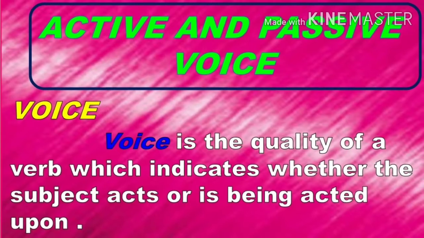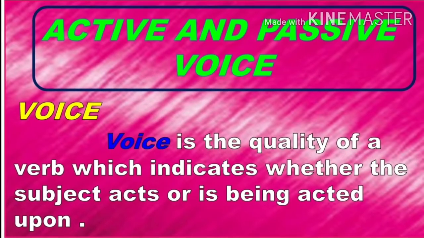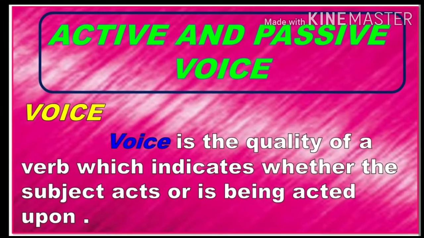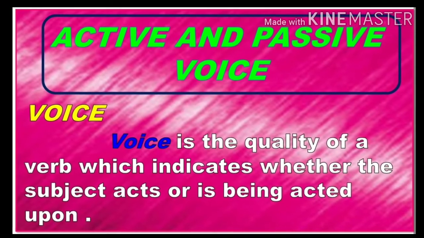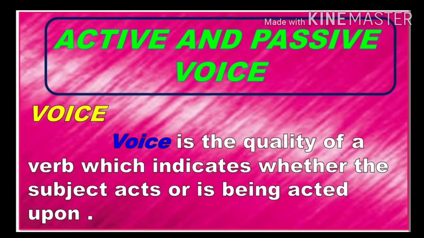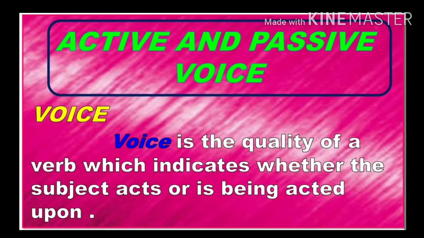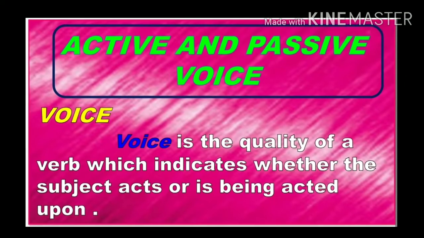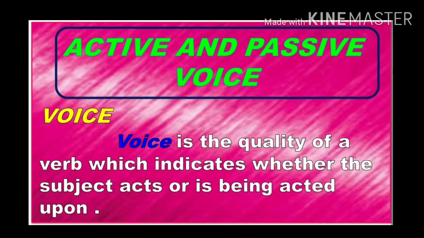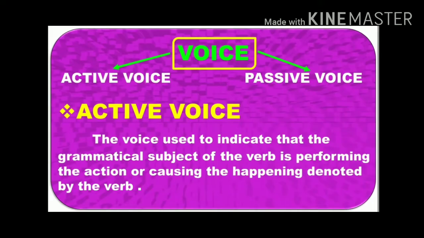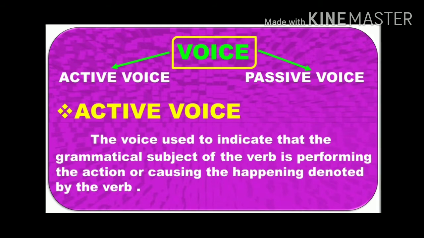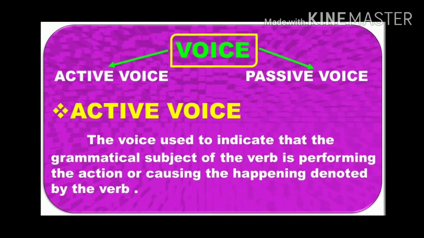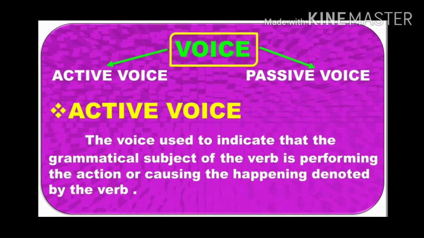Today's session we are going to learn grammar. The title is Active and Passive Voice. Okay, do you know what is a voice? Yes, voice is the quality of a verb which indicates whether the subject acts or is being acted upon. This voice is divided into two parts. The first one is active voice and the second one is passive voice.